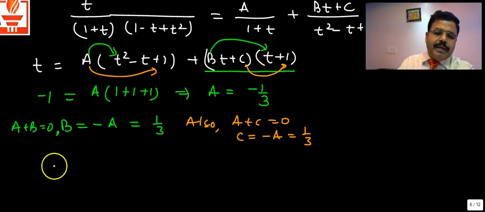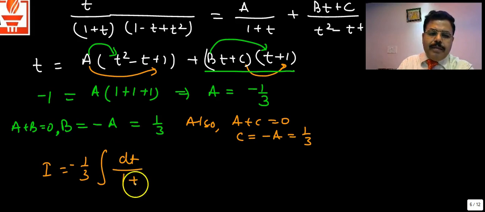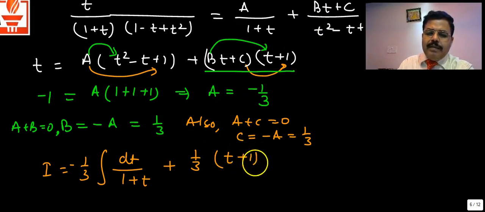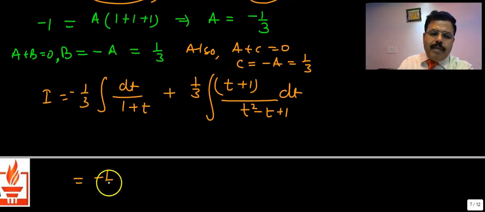Now we can write the integration I = a, which is −1/3, so I can write here a is −1/3 times the integration of dt upon 1 + t, and b and c are the same thing. b is also 1/3, c is also 1/3. So we can write here (1/3)t + 1, right? Now, because 1/3 can be taken common, upon t² − t + 1, integral dt. Now this will come up as −1/3, 1 by t, with the derivative of the lower part on top.